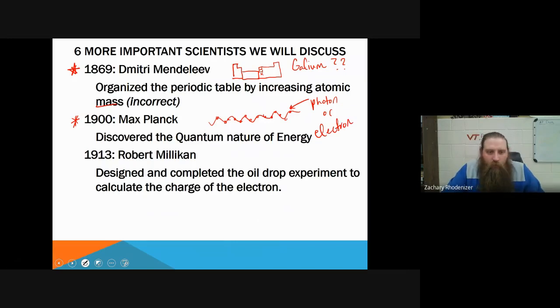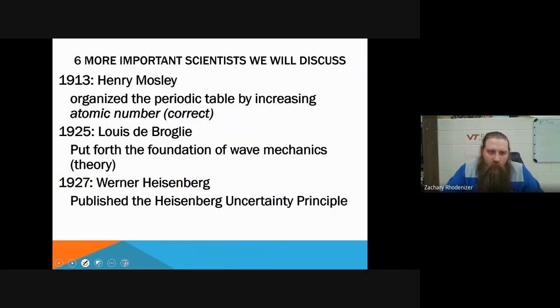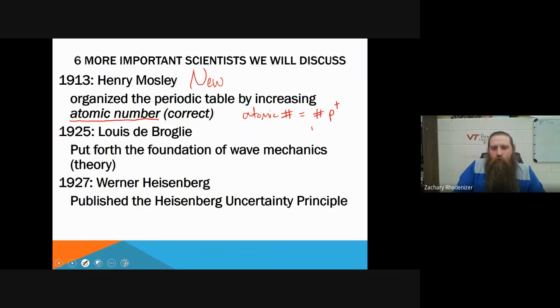Robert Millikan, we talked about as far as the oil drop experiment. Henry Mosley is new, just like Mendeleev. He fixed Mendeleev's periodic table by using the atomic number. The atomic number is simple: it is the number of protons in the nucleus. If I want to draw hydrogen, hydrogen is atomic number 1. I know that hydrogen has 1 proton in the nucleus, and it has 1 electron going in the first orbital, the S-shaped orbital.